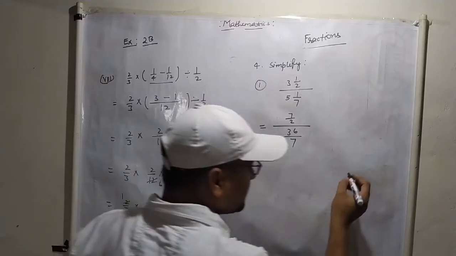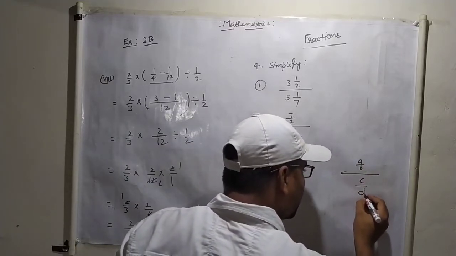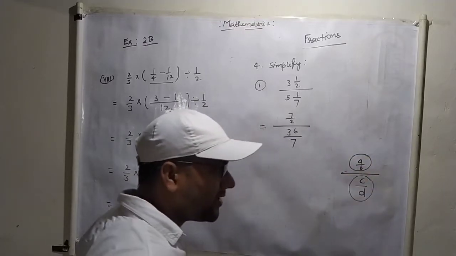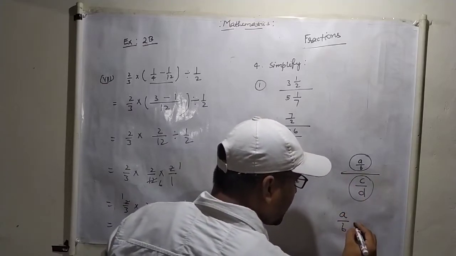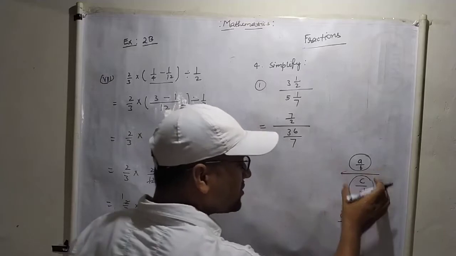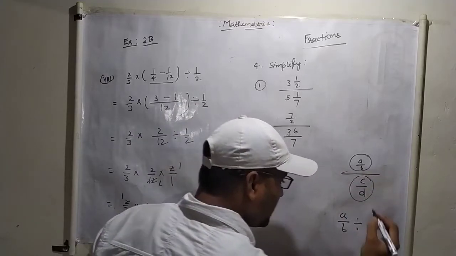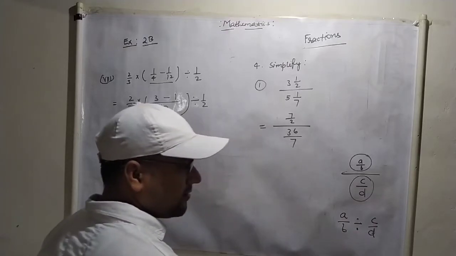So students, listen, if it is A upon B upon C upon D, very easy. This is a numerator and this one is a denominator. So it is very easy. If you have A upon B, you will write it like that, division. This upon, change it into a division sign, and then C upon D. Okay students, and then it is easy to do that.